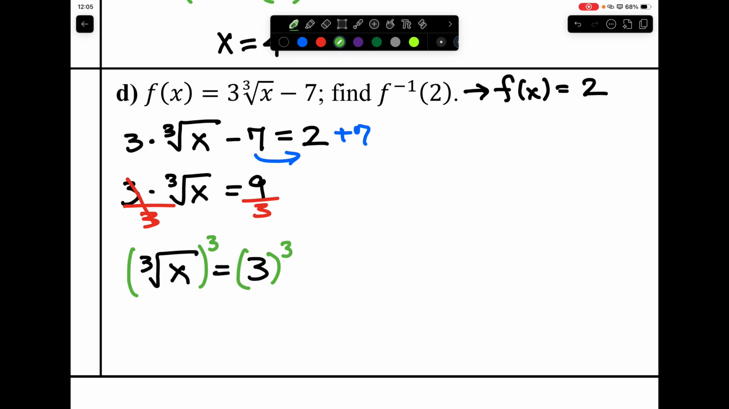Depending on what the index of the root is, that determines what the power is, and vice versa. So here, these are going to cancel each other out. So x equals 3 to the third power. That's 3 times 3, which is 9, times another 3 is 27. So x equals 27. There's your answer: the inverse of f at positive 2 equals 27.